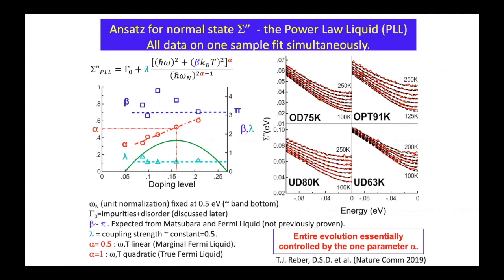So let's look more closely. This beta thing that couples omega and T, that's scattered around pi. Okay, theoretically for a Fermi liquid, beta is supposed to be pi. These are not Fermi liquids, but that's expected from Matsubara analysis. Okay, so that's just from the fits, that's not enforced.